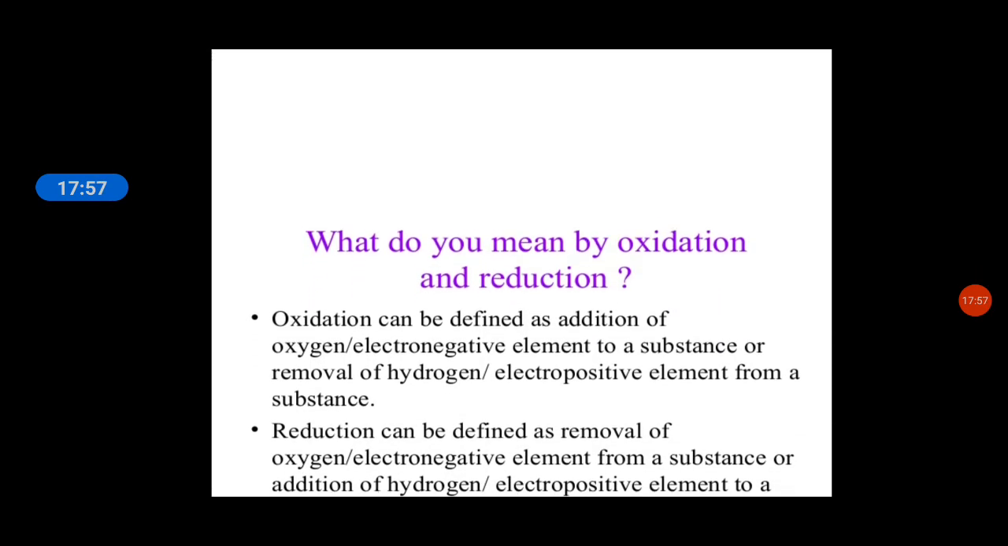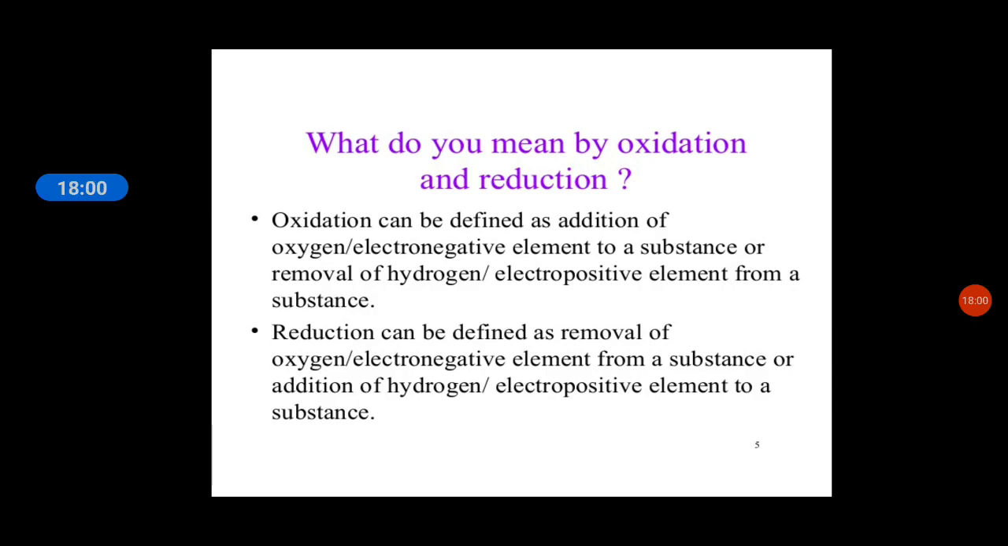Now, what do we mean by oxidation and reduction? Let's start learning about this. Many types of substances give reactions called oxidation and reduction. Oxidation can be defined as addition of oxygen, an electronegative element, to a substance, or removal of hydrogen, an electropositive element, from a substance. Reduction can be defined as removal of oxygen, an electronegative element, from a substance, or addition of hydrogen, an electropositive element, to the substance.